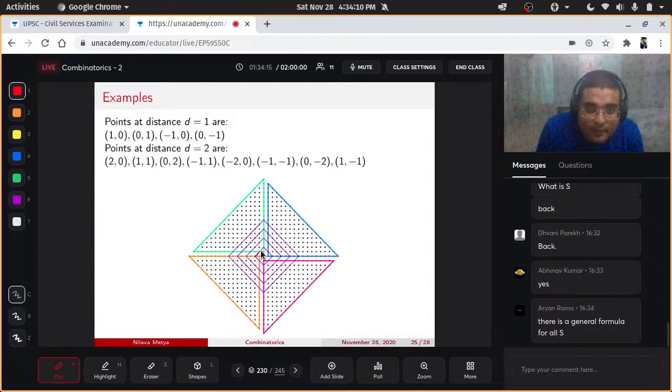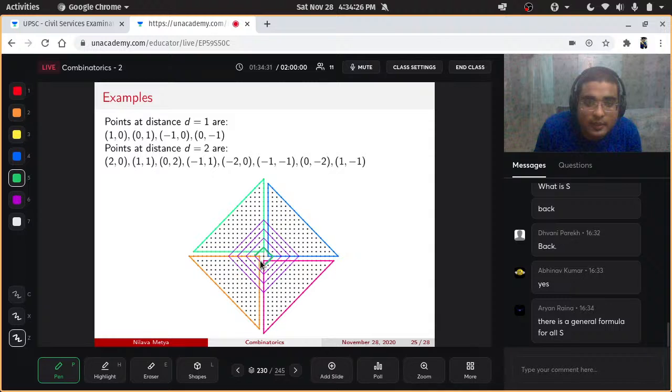Maybe I will draw it with say green color. So these points that lie on this diamond, can you see the shading? Okay, so these are the points with distance 1. What are the points? This point, this point, this, I will do this with red maybe. So this is the point 1 comma 0. Okay, this is the point 0 comma 1. This is minus 1 comma 0, and this is 0 comma minus 1.